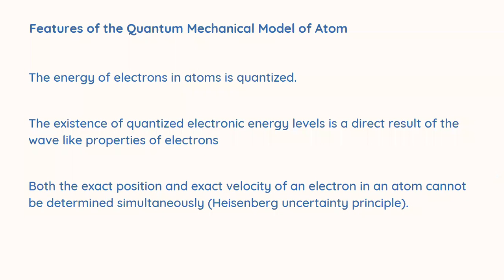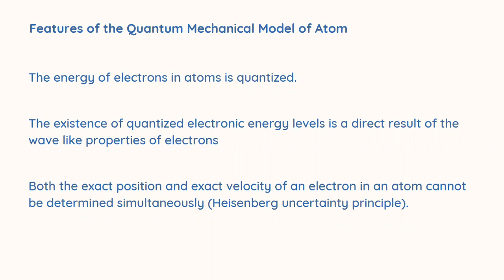The energy of electrons in atoms is quantized. The word quantized means that it has a specific or a certain value. So when the electrons are bound by the nucleus in an atom, these electrons have a specific value of energy.